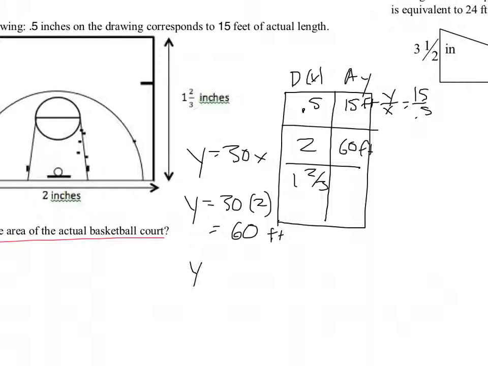And for this one, y is equal to 1 2/3. That's going to be 5/3 times 30, which is equal to 10 times 5, and that's going to be 50.